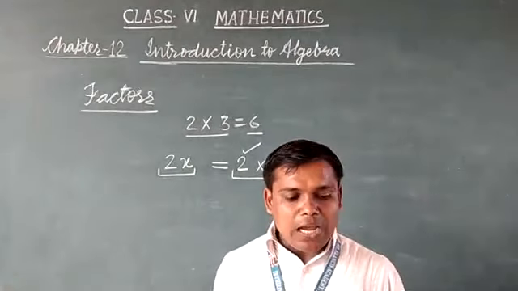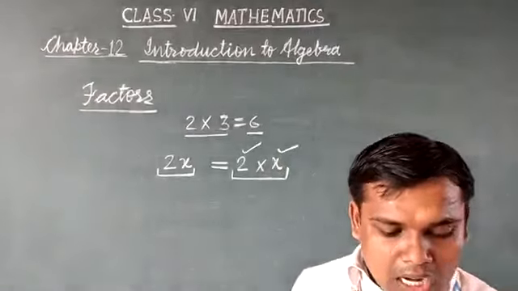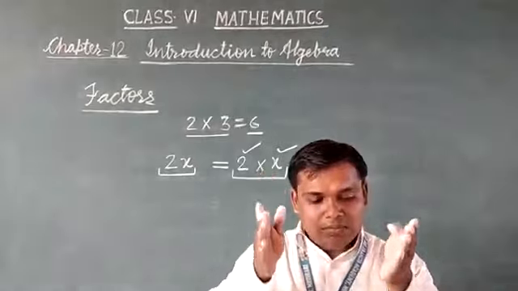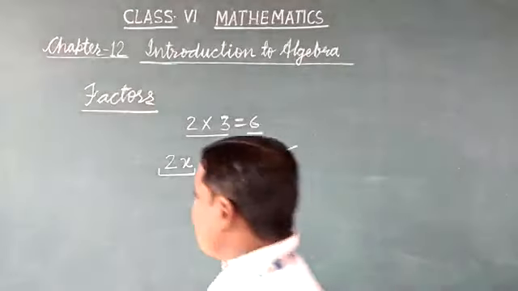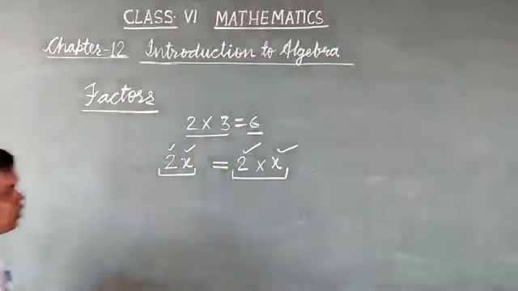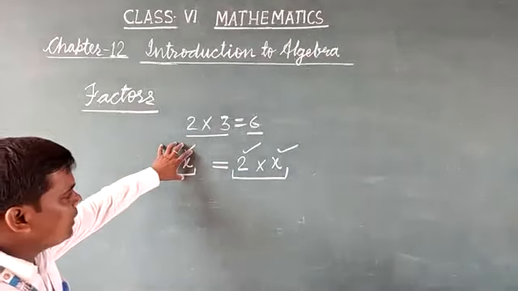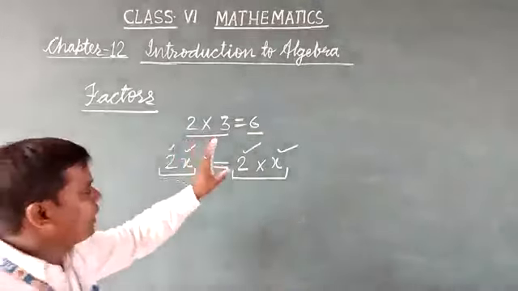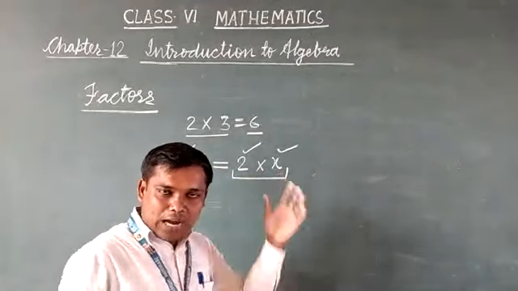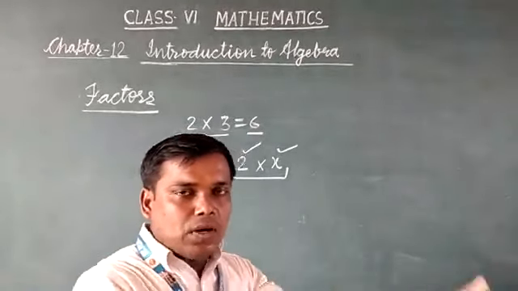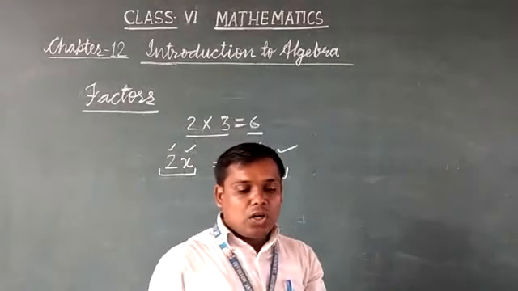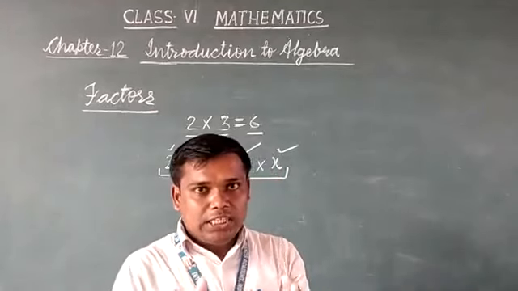So the factors of an algebraic term are the constants or variables which divide the given term completely. Example, 2 is a constant term and x is a variable. So the factors of 2x will be a constant or a variable. So factors may be a constant or a variable. I hope all of you understood today's class.